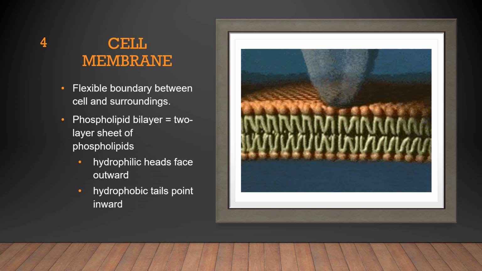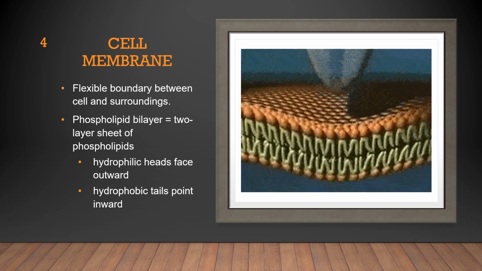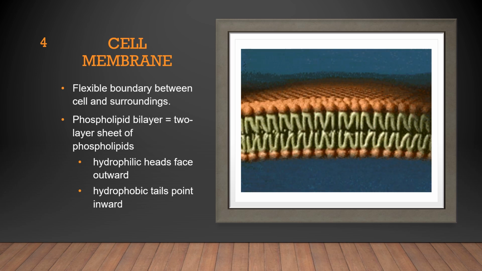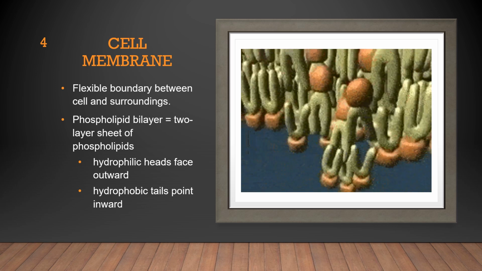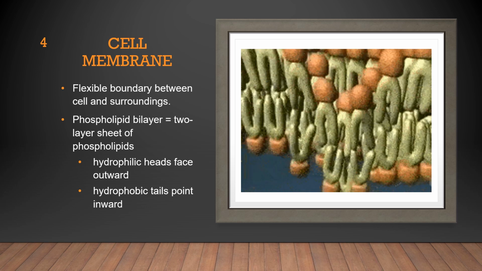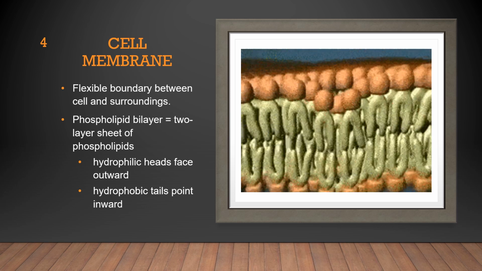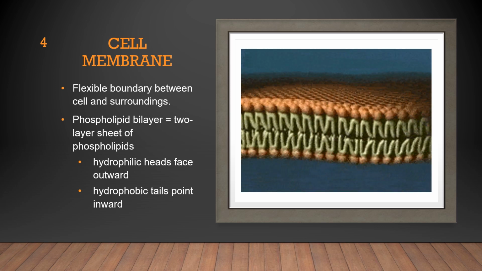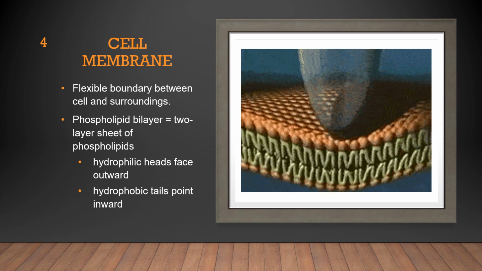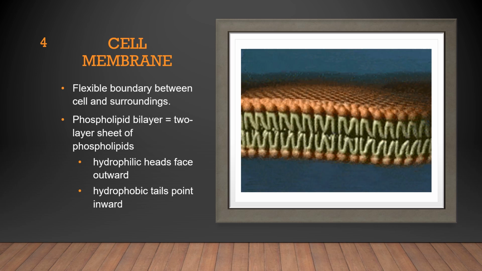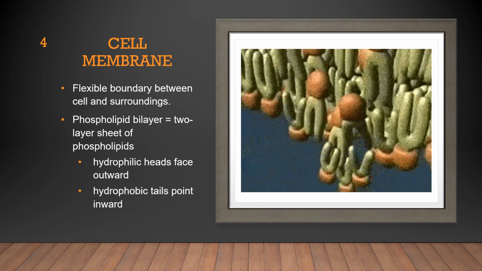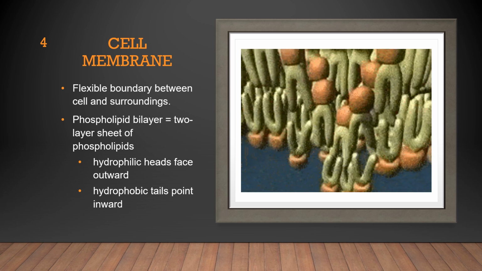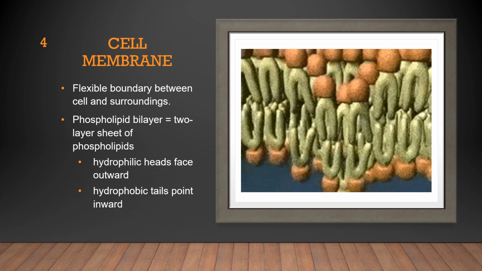The next big organelle that we're going to talk about is the cell membrane. The cell membrane is there to, one, protect the cell. It's a flexible boundary, so it can move if the cells are bumping into each other, so the stuff inside doesn't get damaged. It's made up of a phospholipid bilayer, which is simply a two-layer sheet of phospholipids. They have a hydrophilic and a hydrophobic end.